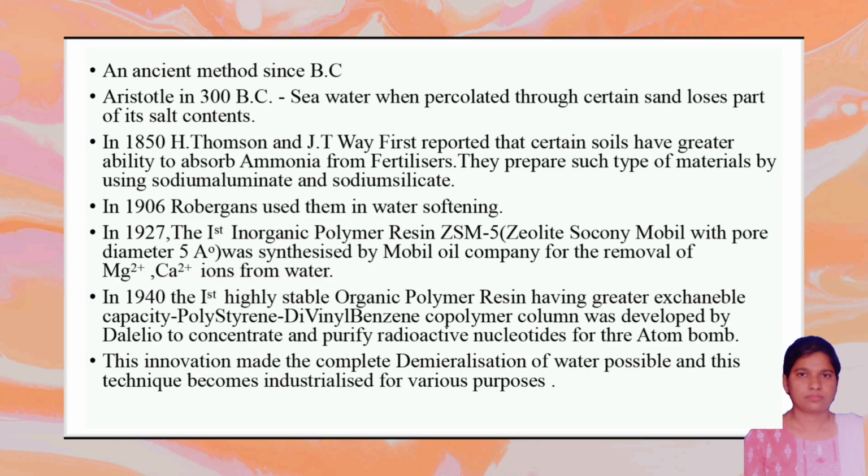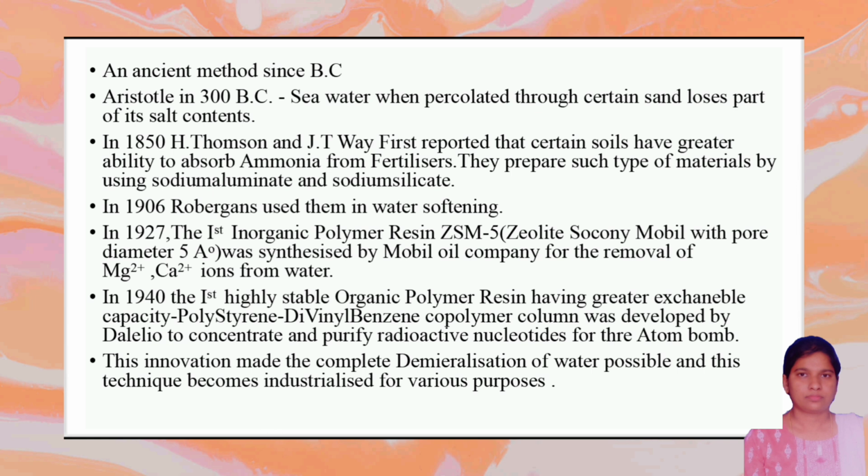It is an old method used for separation process since BC. Aristotle in 300 BC finds that seawater loses part of its salt contents when percolated through certain sand. In 1850, the two agricultural chemists H. Thomson and J. T. Way first reported that certain soils have greater ability to absorb ammonia from fertilizers. By using various clays, they extracted calcium, magnesium, and ammonium ions. They prepared materials of this type by using sodium aluminate and sodium silicate. Later, in 1906, Robert Gans used this type of materials for softening water.